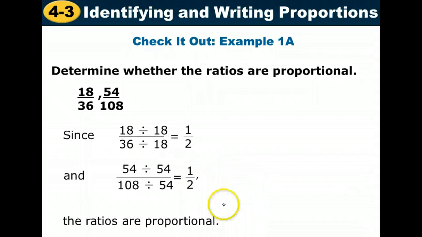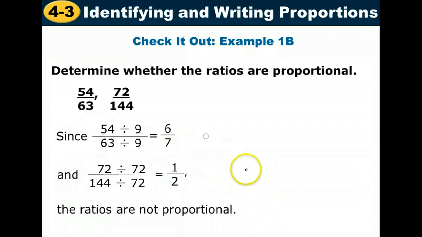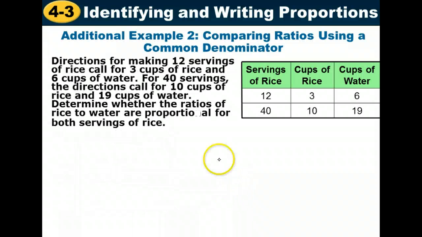Alright, here's the answer. Those guys are when we reduce them to half. Okay. Again, all we are doing is reducing them, or we could do 54 times 144, 72 times 63, and see if we get the same result.